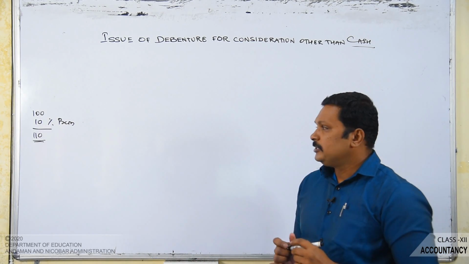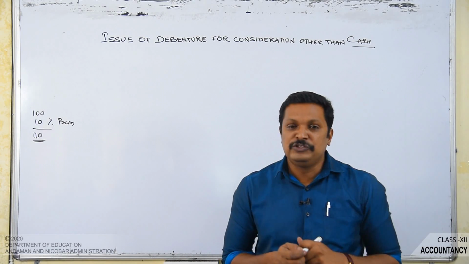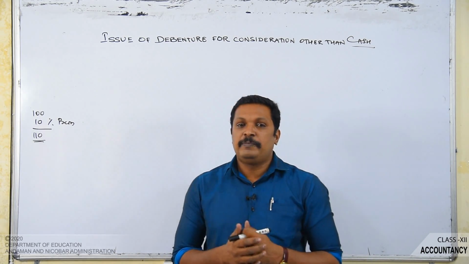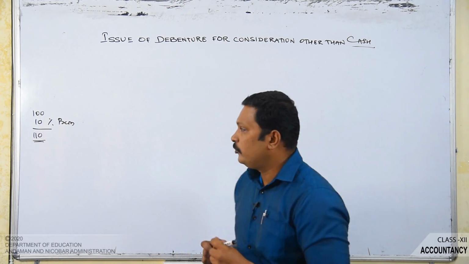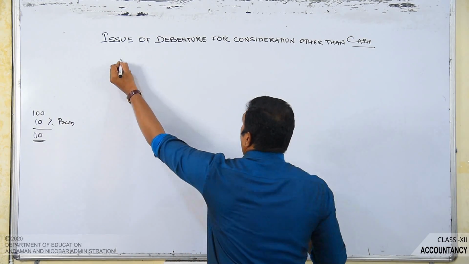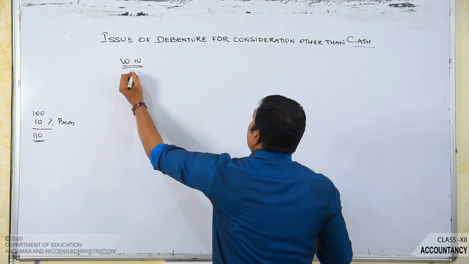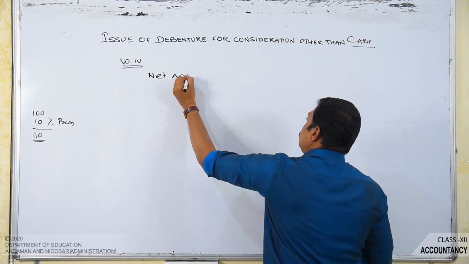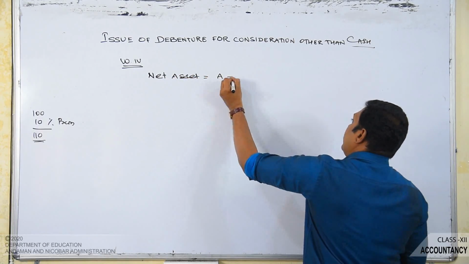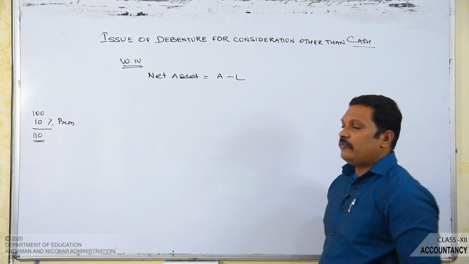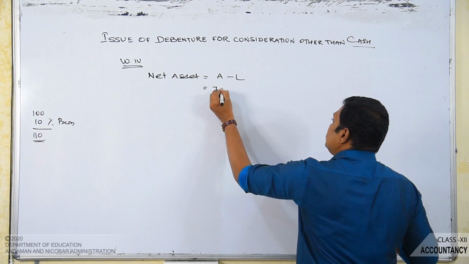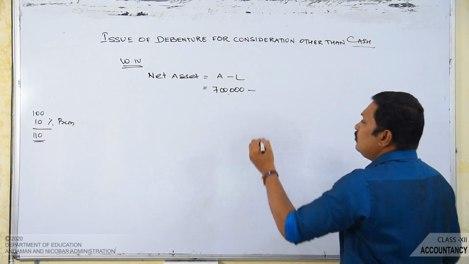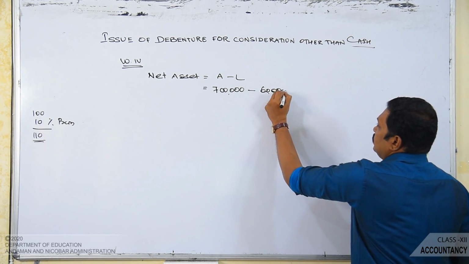So, how to solve? Before passing the entry, we have to prepare a working note, because we purchase some assets and some liabilities also. So we have to calculate net asset first. Net asset is equal to, you know the formula, asset minus liability. The asset is given here, 7 lakh. The liability is also given, 60,000.